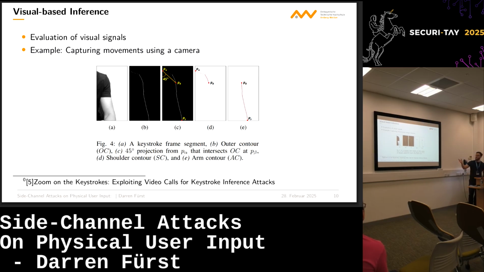If you have your camera on, they tracked the angle of your shoulder to your actual upper arm. Because while you're typing, this moves, they were able to use this slight deviation, while your wrist is moving and all that, to get back what you were typing.